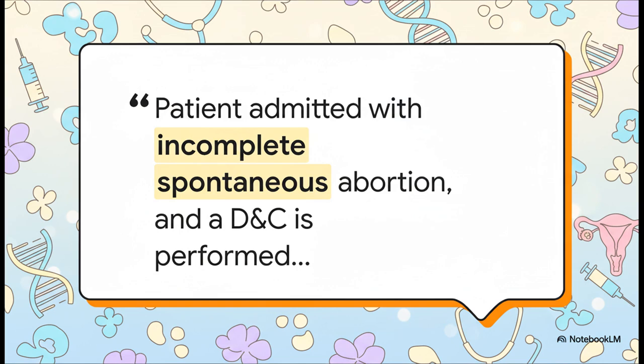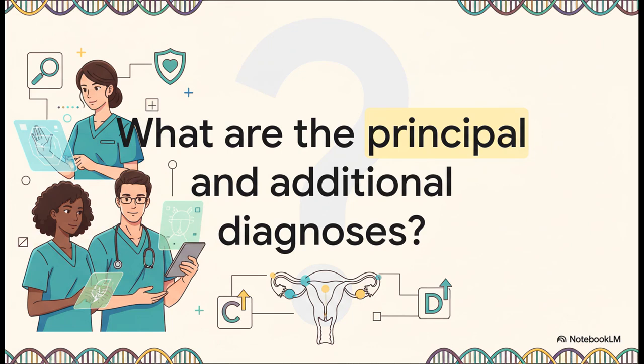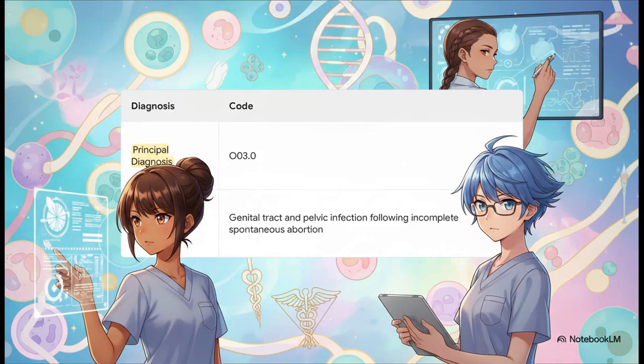Okay, let's work through a classic real-world case. We've got a patient with an incomplete spontaneous abortion. A D&C is done to remove retained products. But then an infection develops. How are we going to code this whole encounter? So what do you think? Put on your coder hat. How do you assign the codes to make sure you're telling the complete and accurate story of what happened to this patient? And the answer is O03.0.